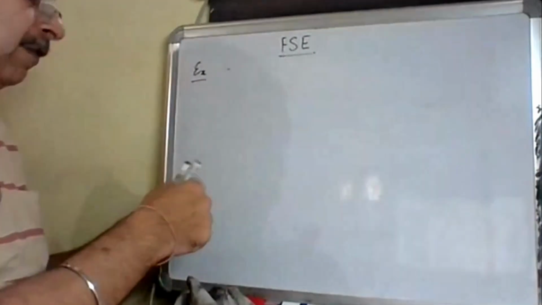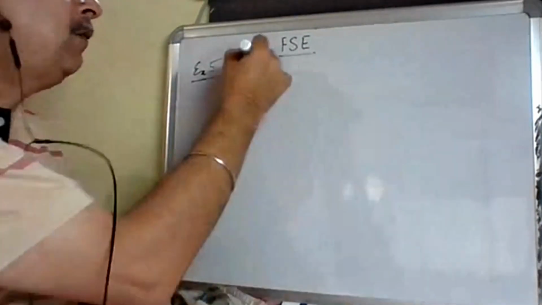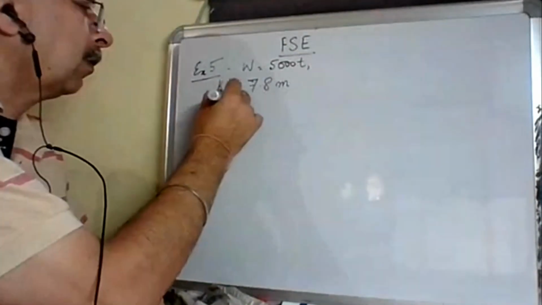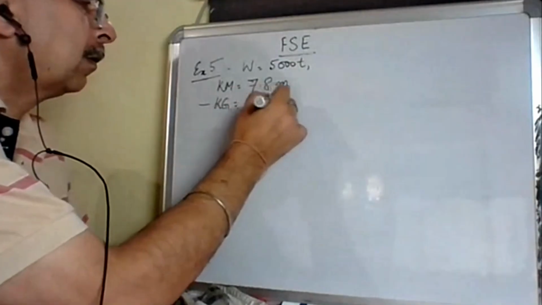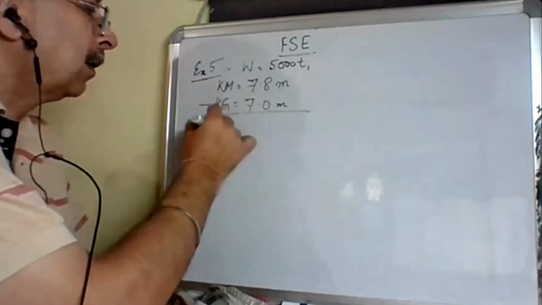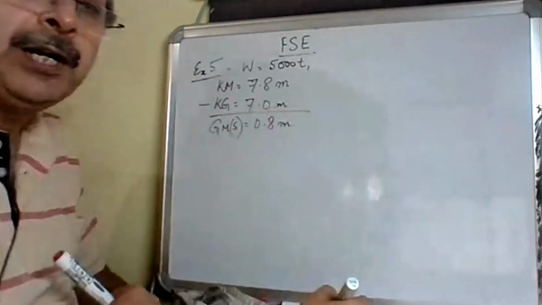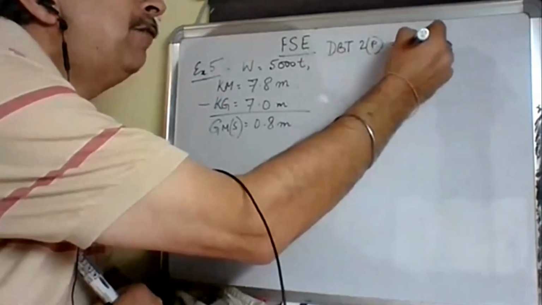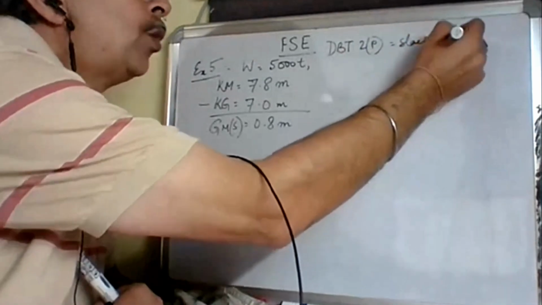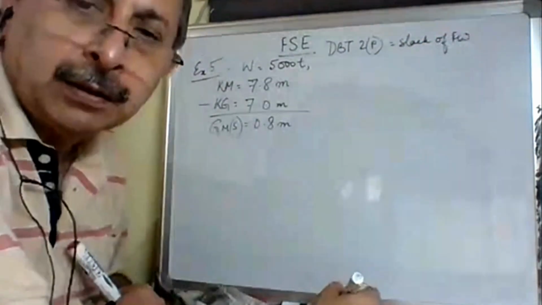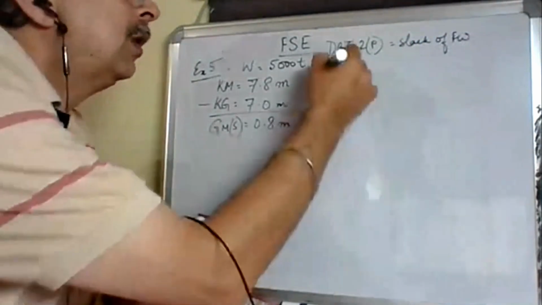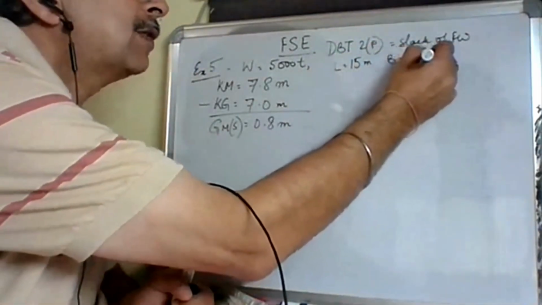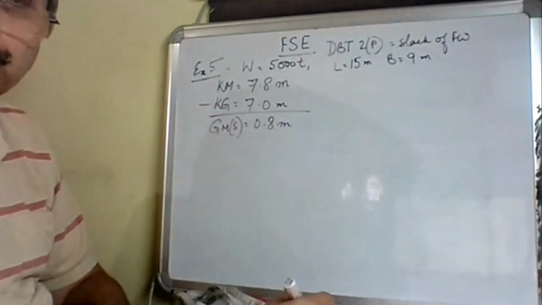Let's come to example 5. So there is a vessel of displacement 5000 tons. Km is 7.8. Kg is 7 meters. So minus कर दिया. So GM solid will be 0.8 meters. Number 2 port DB tank is slack, partly full, slack of fresh water. So it's a freshwater tank and it's got slack. Dimensions, length of the tank is 15 meters, breadth of the tank is 9 meters. Find the GM fluid. So निकालो.